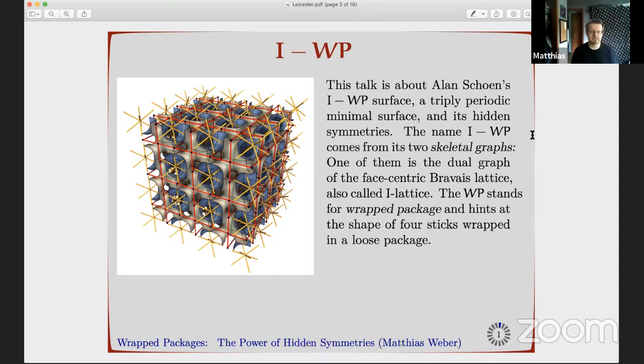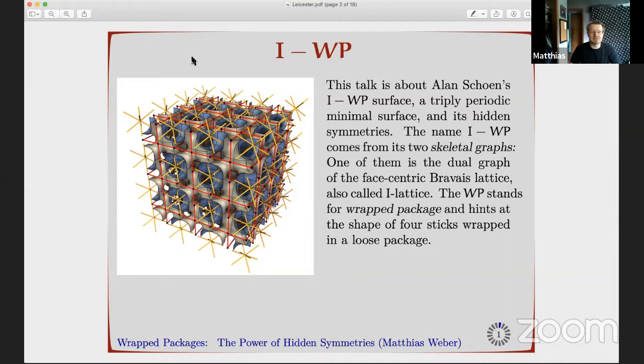The name, which is a bit cryptic, IWP, was coined by Alan Schoen, and it refers to these yellow and red sticks that you see there on the surface. These are the so-called skeletal graphs, and the I is an abbreviation for the face-centric Bravais lattice. This is something that the crystallographers are interested in. So it's actually the skeletal graph is the red thing you see there, and this is the dual graph of that particular lattice. The WP is even more cryptic.